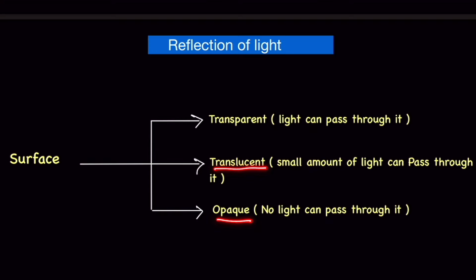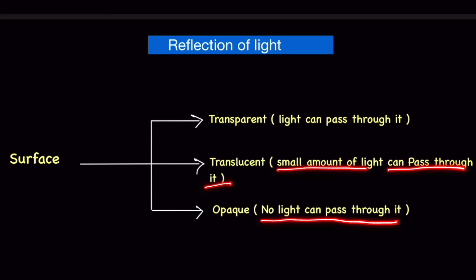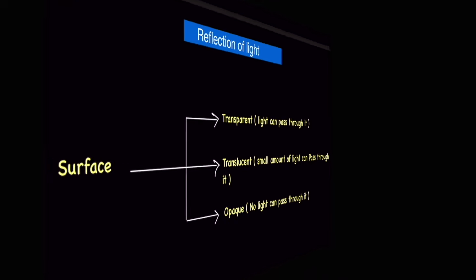Transparent means the light can easily pass through it, like glass. Through glass, light can easily pass. Translucent means a small amount of light can pass through it. And opaque means no light can pass through it, like wood. Through wood, light will not be able to pass.